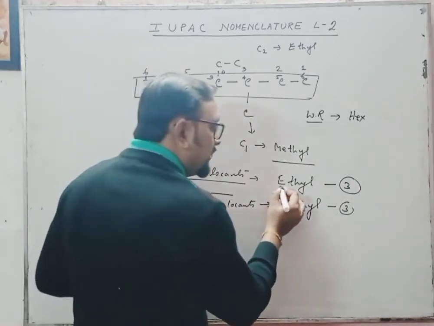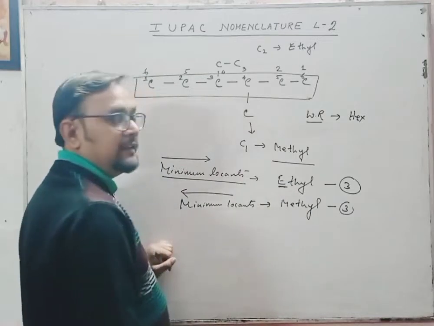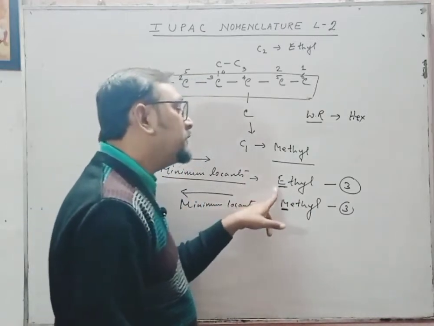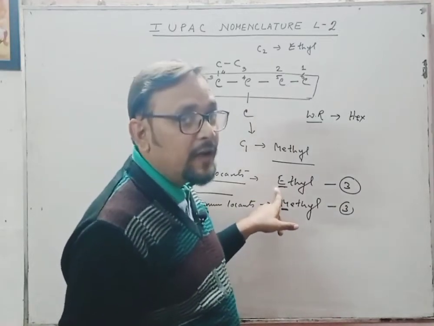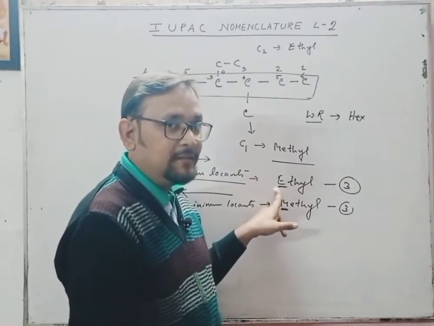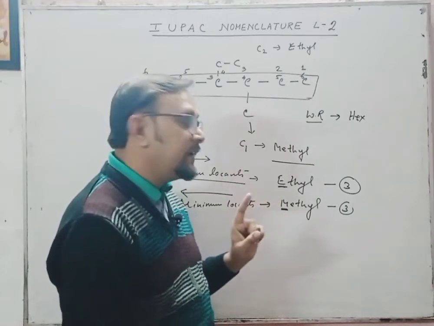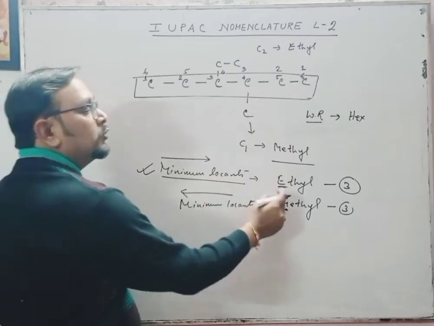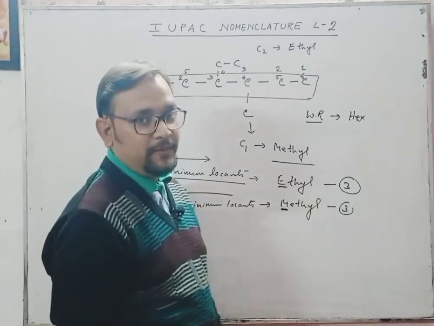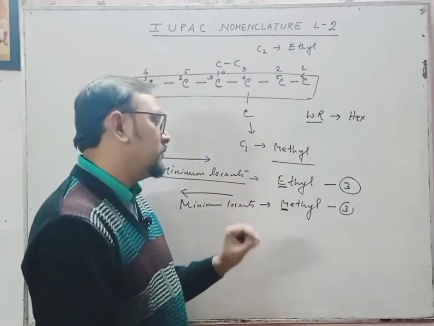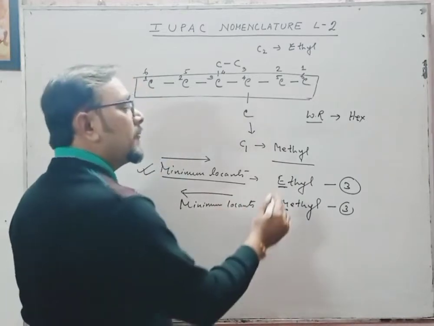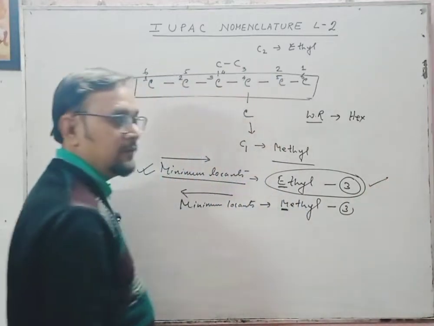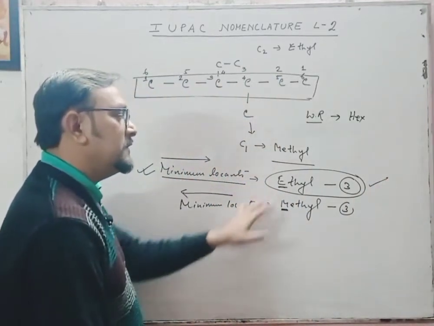Okay. So here you see the starting alphabet is E, and here the starting alphabet is M. So which alphabet comes first? E comes first, right? So whenever such is the case, always give the minimum locant in alphabetical order, which means if I give the third position to the ethyl group, it is correct. No harm is there. Okay, it is correct.